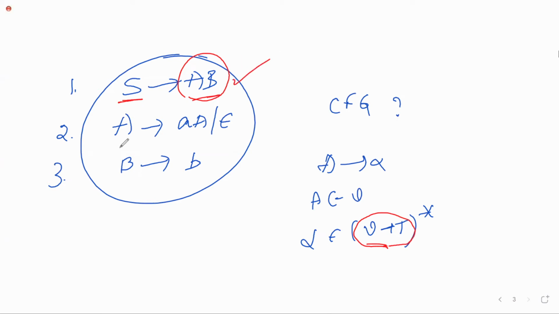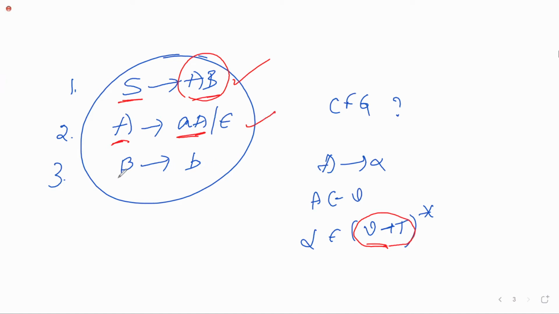Next, A to AA or epsilon. First we'll check this. A belongs to variable. Yes or no? A belongs to variable. Is it true or false? Yes, ma'am. True, ma'am. Next, it is a combination of variable and terminal or epsilon. Is it following the rule or not? Yes, ma'am.